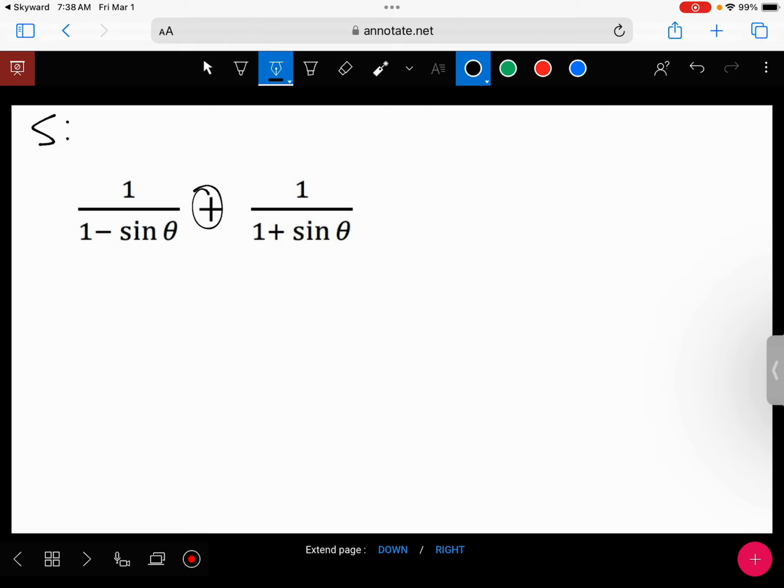Not necessarily that. Verify is when there's an equal sign in the problem. Simplify is when there isn't. But we will always tell you whether we want you to simplify or verify.